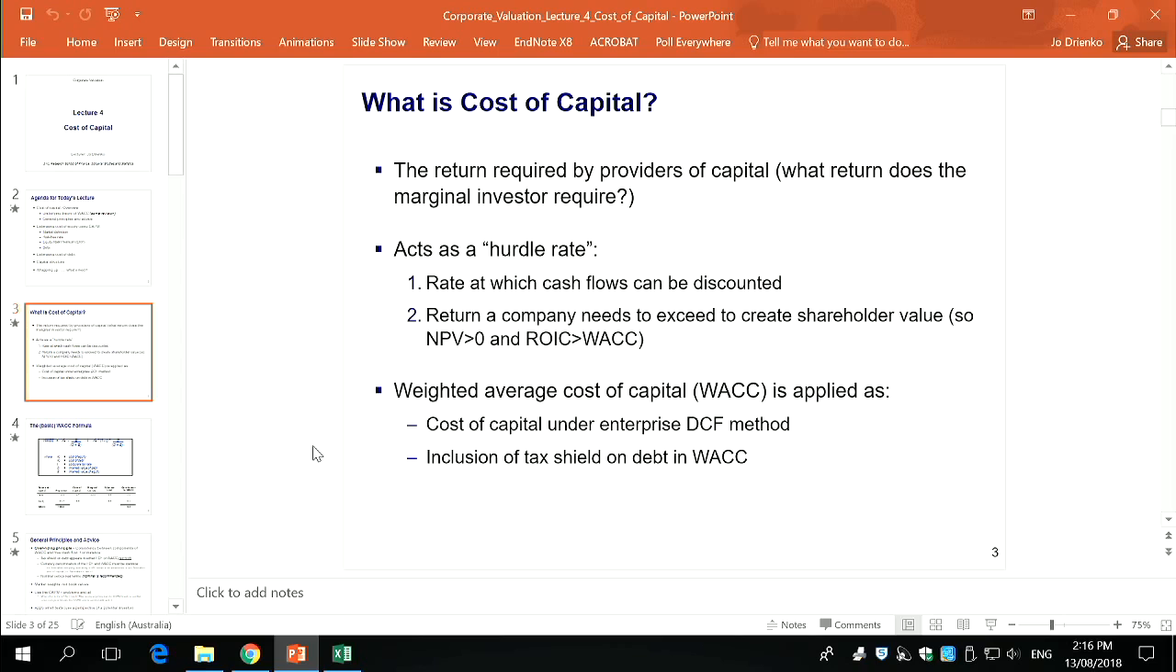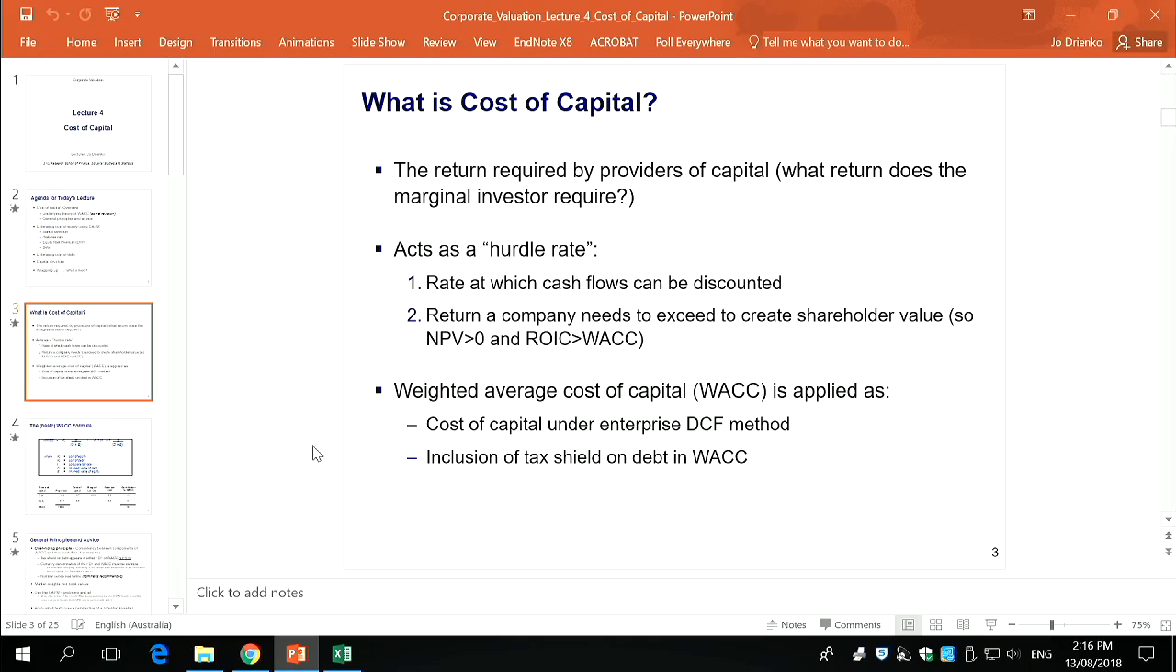So that's what cost of capital is. It's just the required rate of return that external providers of capital require. The investors don't give you money for nothing. They expect a return. They don't buy your shares or lend you money to get nothing in return. They expect a return on their investment, and the cost of capital captures that cost in percentage terms. It's a percentage figure. It's not a dollar figure.